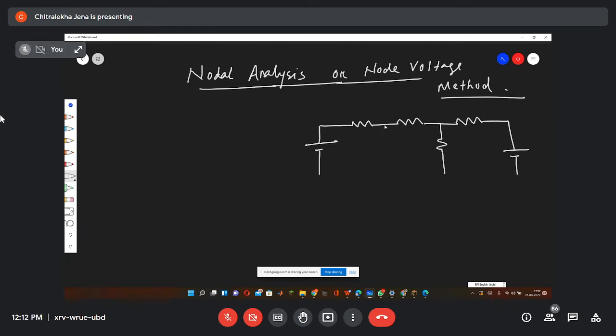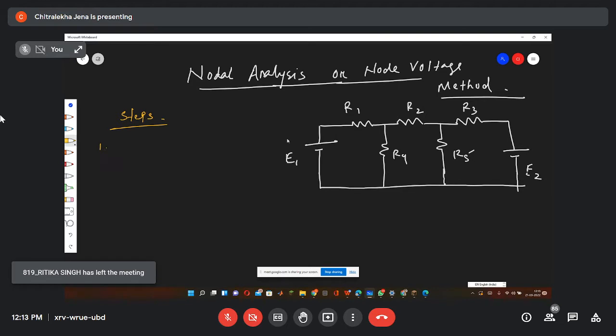Unlike your mesh analysis, where you find the number of meshes, assume a current in each mesh, use Kirchhoff's voltage law to write the mesh equations and solve them. Here, same circuit I have taken. This one is E1, E2, this one is R1, R2, this is R3, this one is R4, this one is R5.